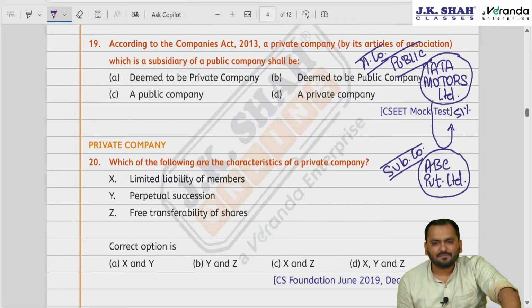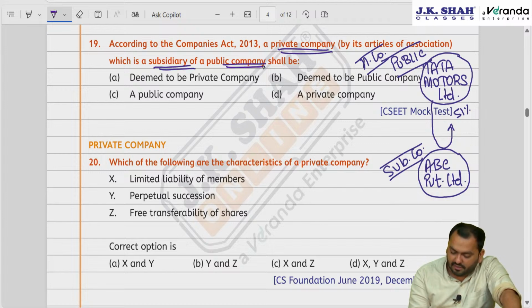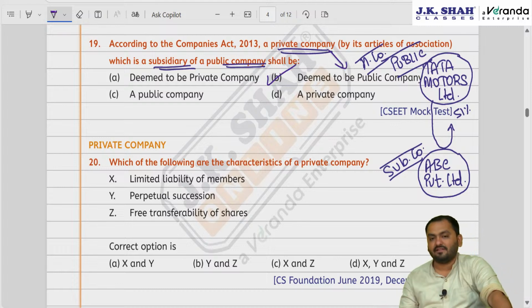That is the concept. Okay, so the same thing happened here. You can see the private company which is a subsidiary of a public company, such private company shall be deemed to be a public company. Therefore option B is the answer.